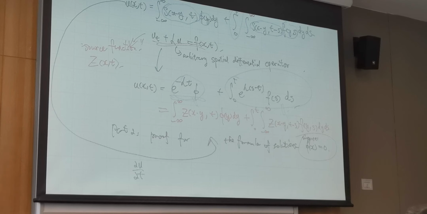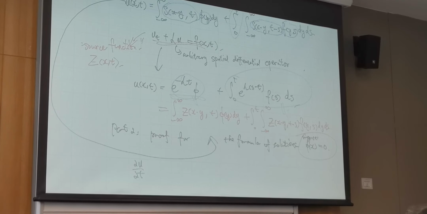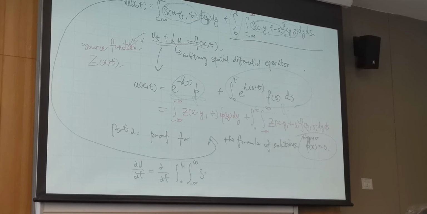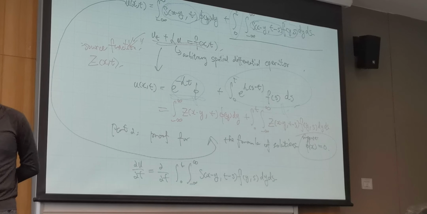So my partial u, partial t is essentially partial t of the second term in the solution, which, let me write it down again, is the integral from 0 to t, and then from negative infinity to positive infinity, of S(x minus y, t minus s) f(y, s) dy ds. This is one step, very straightforward.